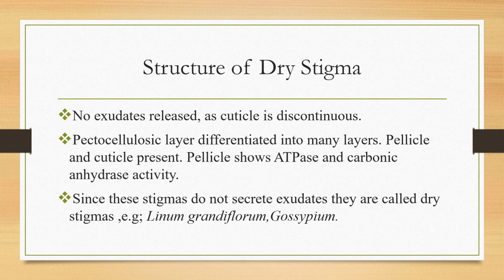Structure of dry stigma. No exudates are released as the cuticle is discontinuous. Pectocellulosic layer differentiated into many layers. Pellicle and cuticle present. Pellicle shows ATPase and carbonic anhydrase activity. Since these stigmas do not secrete exudates, they are called dry stigmas. For example, Linum species and Gossypium species.